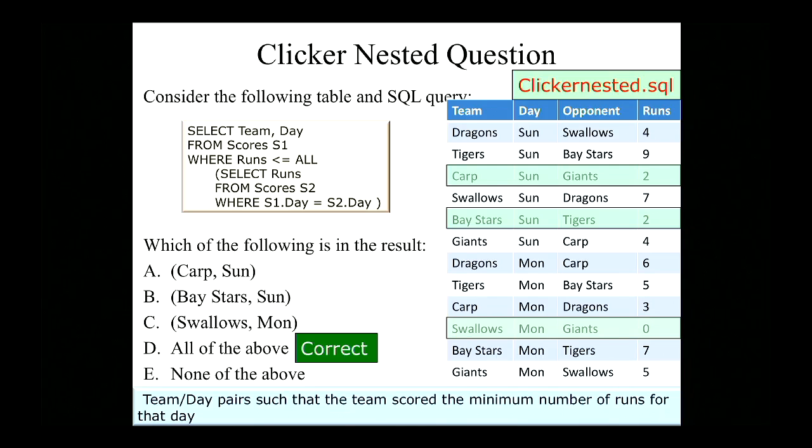It's a correlated query because you've got S1 here as well, S1.day equals S2.day. So for each day, you're looking inside for all the runs for that day. And if it's the smallest of all, smaller or equal to that, you're returning that. So this is going to return Carp and Sunday. Both of these are the minimum for Sunday, and this is the minimum for Monday.